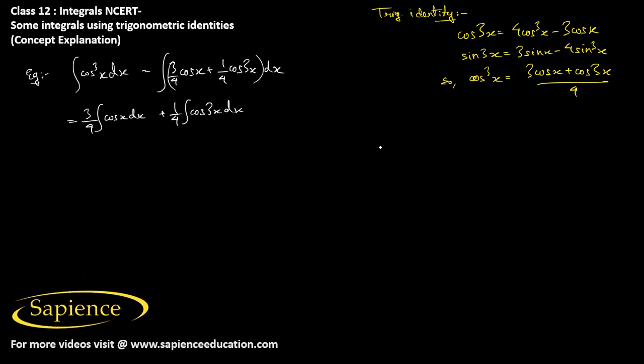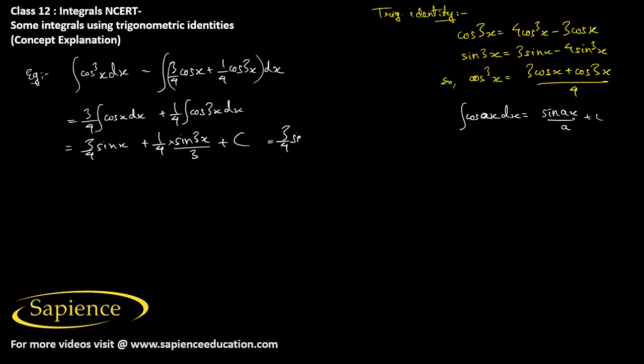So now we know that integral cos ax dx, where a is some constant, will be sine ax by a plus c. Therefore this will be 3 by 4 sine x, plus 1 by 4 into sine 3x by 3, plus c. So this will be equal to 3 by 4 sine x plus 1 by 12 sine 3x plus c. So this is the answer for this.